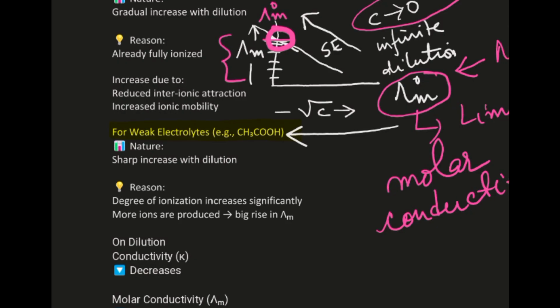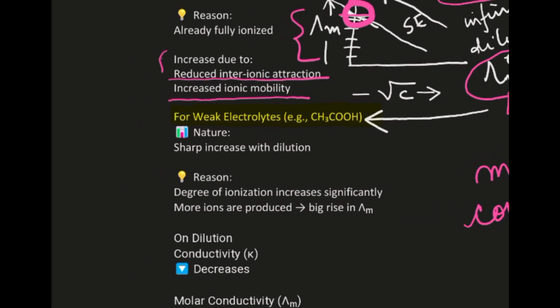So we can see from the nature of the plot for strong electrolyte, on increasing dilution, the lambda m value goes on increasing. Right. So why is it so? Because of reduced interionic attraction and increased ionic mobility on dilution. When you dilute more and more, the interionic attraction decreases because of the polar nature of the solvent. Ionic mobility also increases on account of the polarity of the solvent.